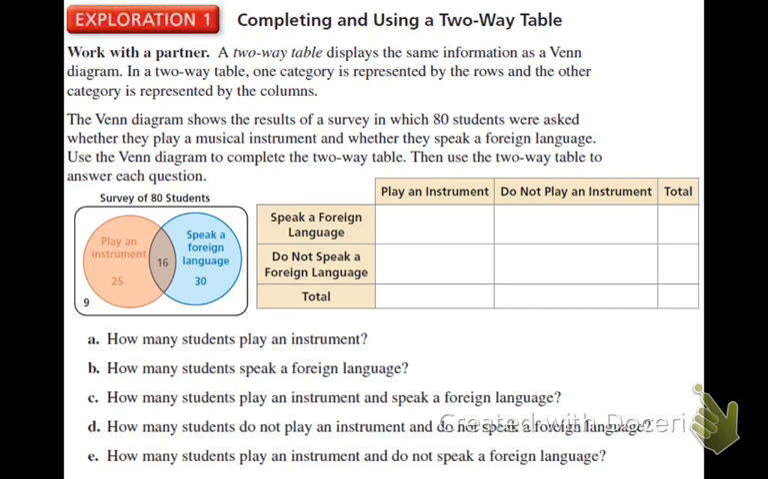How many students play an instrument? It is not 25. It's going to be 25 plus 26, which is 41. Because you need the entire circle, the whole circle. So you add those two together. How many of them speak a foreign language? It is going to be 46. What does the part in the middle represent? How many do both? So how many students play an instrument and speak a foreign language? 16.